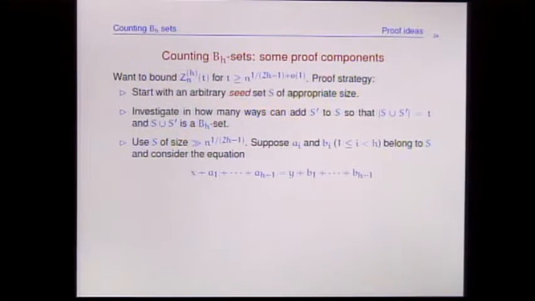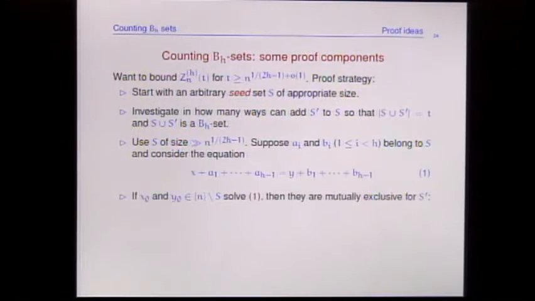Now, suppose that I have these elements A1 and B1 in these equations here. So these are all members of the seed set S, the original set. And consider this equation. So I have X and Y. Clearly, if I have X0 and Y0 outside S, which solve this equation, and I want to add them into my set S prime, then it's no good because I get a conflict.